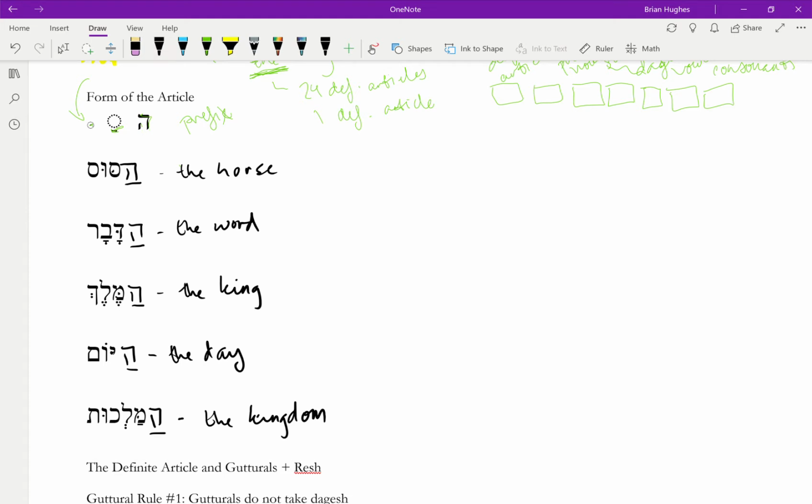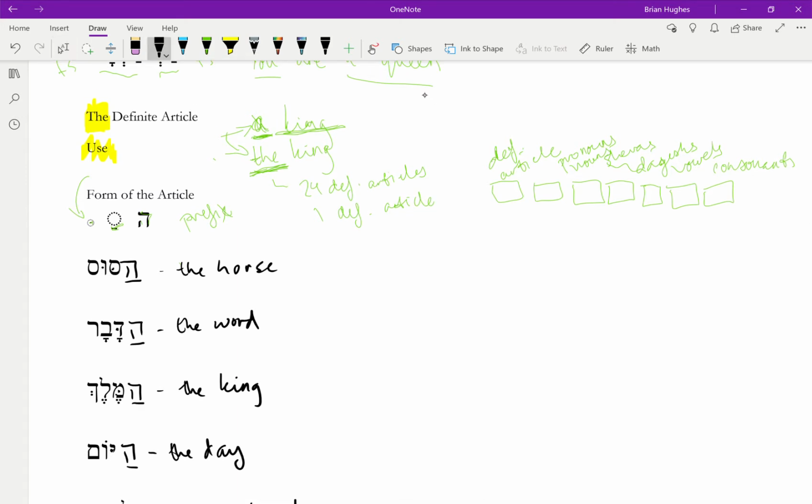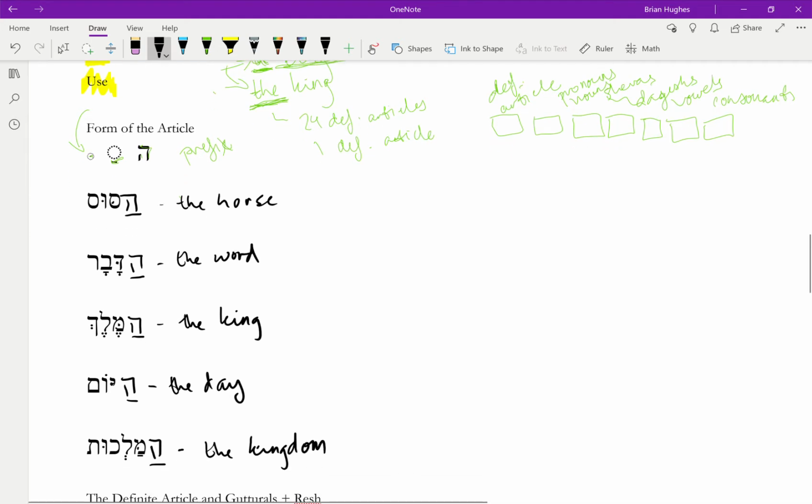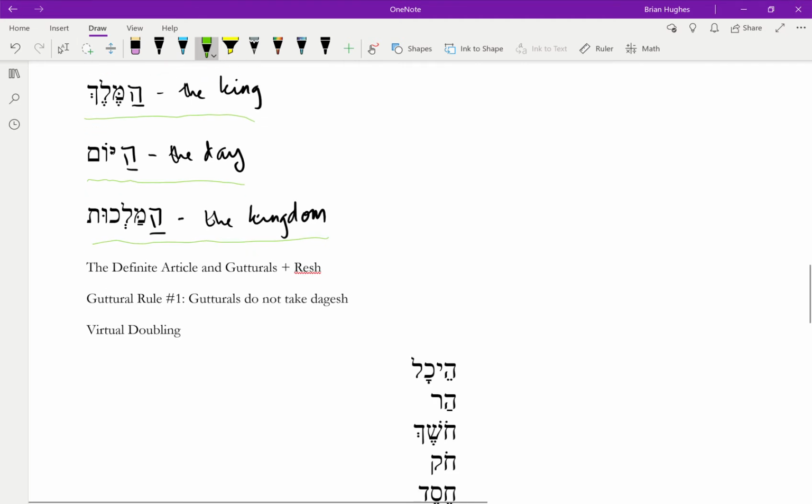That's how it changes from being indefinite, as in a something, to the something. So here we changed from a horse to the horse, word to the word, king to the king, a day to the day, and so on. So it's fairly simple as things go in Hebrew. But before we get too excited, of course, we have to deal with an exception.